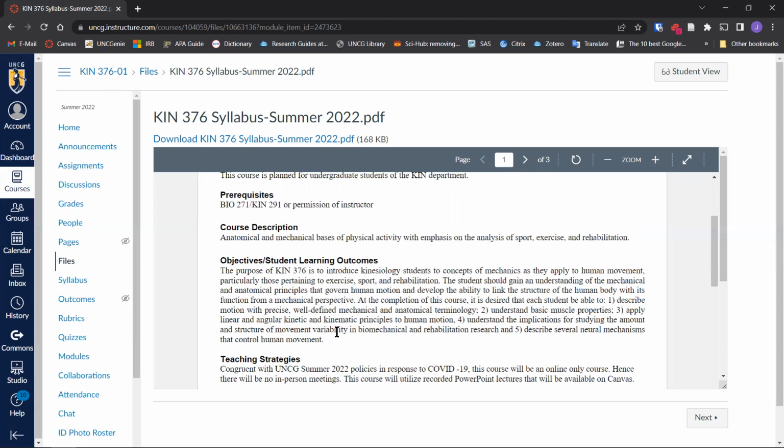But essentially the outcomes are that you'd be able to describe, with precise, well-defined mechanical and anatomical kinesiology terms, describe motion, and understand the basic muscle properties. When we go over some of this, some of it will be similar if you've taken an exercise physiology course. When we start going over muscle properties, some of these terms might be familiar to you. We also will go over linear and angular kinetic and kinematic principles.